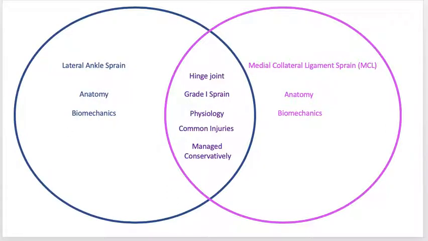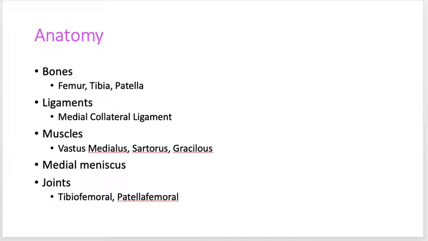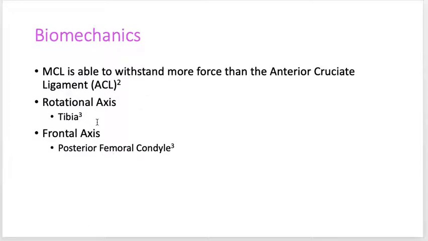Now, the MCL, the medial collateral ligament sprain. The anatomy is it is in the knee, so you have the femur, the tibia, the patella. The ligament involved is the MCL. The muscles of the medial knee are the vastus medialis, sartorius, and gracilis. You have the medial meniscus, and it involves the tibiofemoral joint mostly, but the patellofemoral joint can be on the medial side of the knee, just towards the middle of the knee joint more.